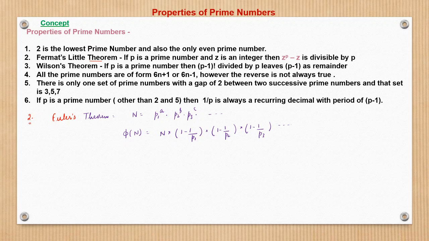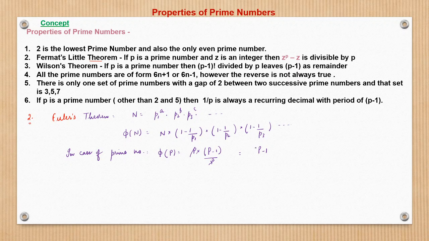Now, if n is a prime number, there is no other number than only one number. So in case of a prime number, phi of any prime number p will be nothing but p into 1 minus 1 upon p, which is p minus 1 by p, right? We substitute 1 minus 1 upon p, so this gets cancelled, so this is nothing but p minus 1.